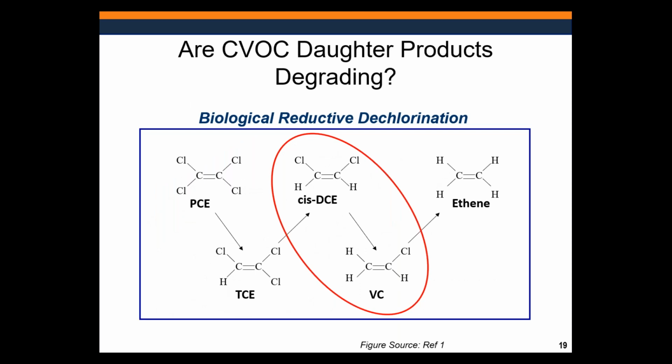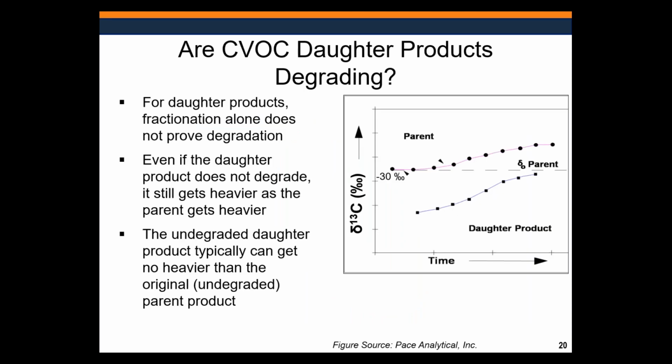Now, how about daughter products? Everyone's always interested in daughter products. This cis-DCE and vinyl chloride, are they accumulating? Are they biodegrading? Well, you can use CSIA to take a look at that. And this can be a little more complicated, but again, I'll give you sort of a metric to use.